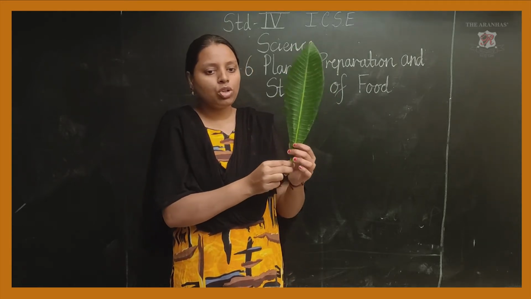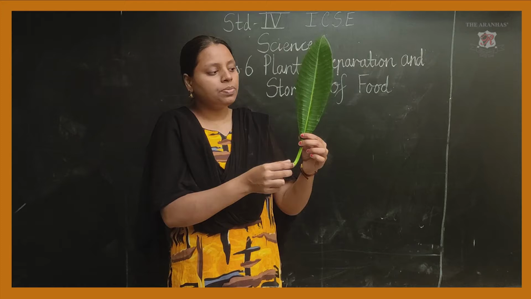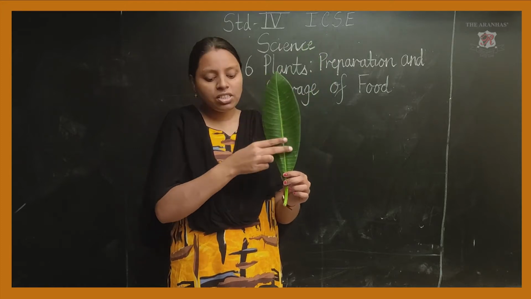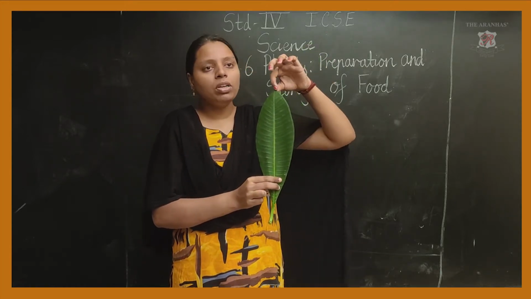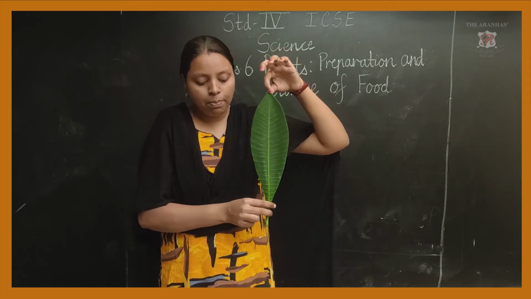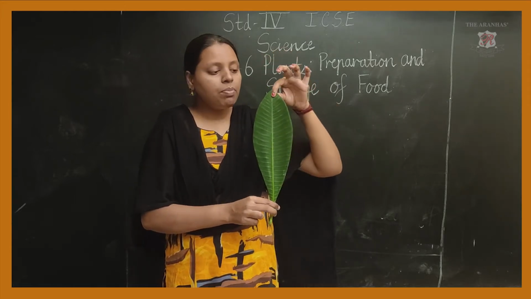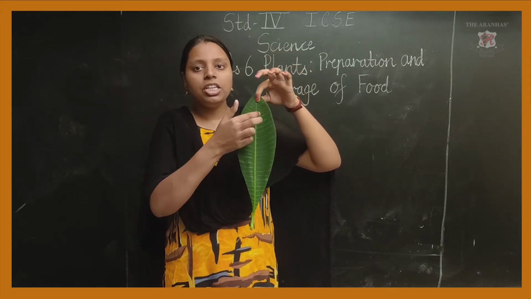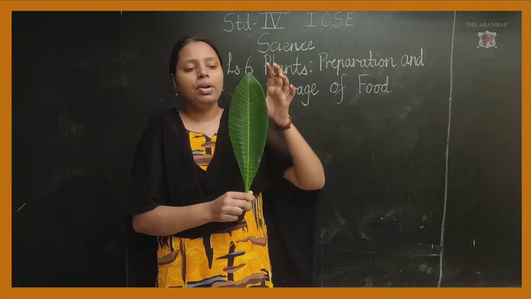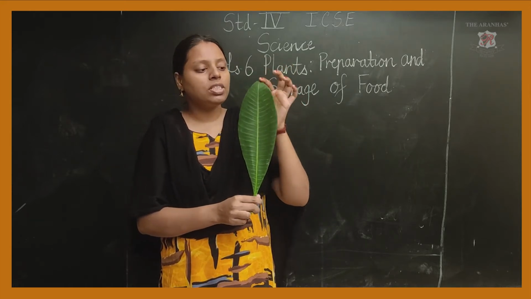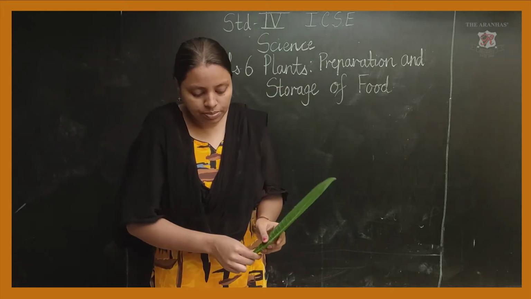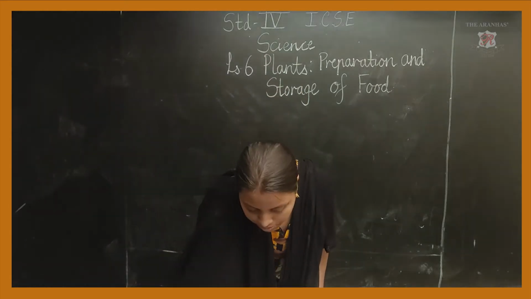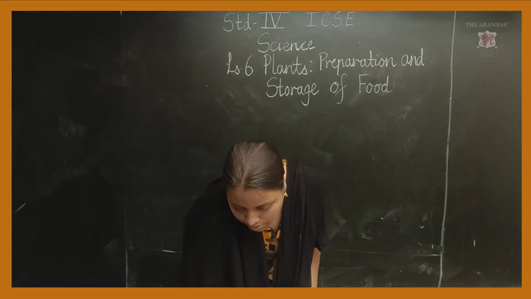Now let us do it in short again. The flat surface is called the leaf blade. Then the tip of the leaf is called the leaf apex. Then the middle line, the thin tube, is called the midrib, and the side lines which you can see on the leaf are known as side veins. I hope you have understood.